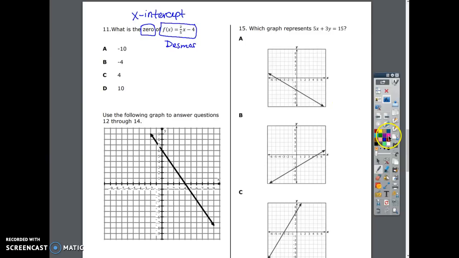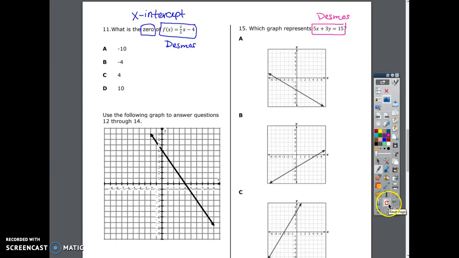Problem number 15, I want you to do the same thing. Put this equation in Desmos and see which one of these, A, B, C, D, looks like it. Okay, I'm not going to do those for you. You need to do those by yourself.